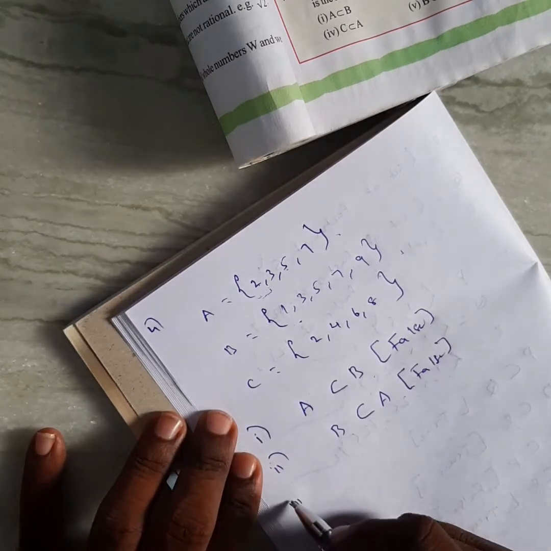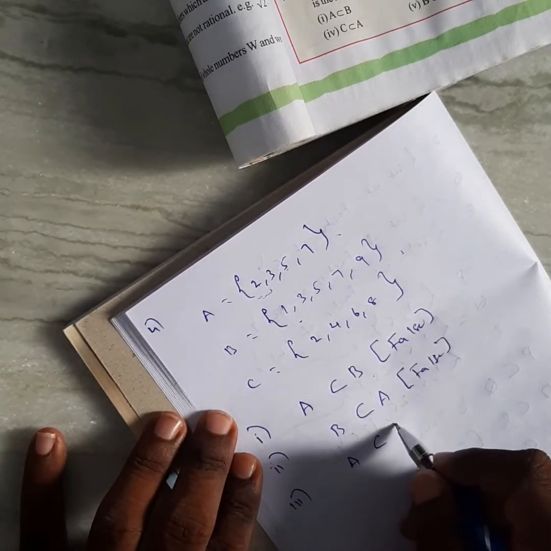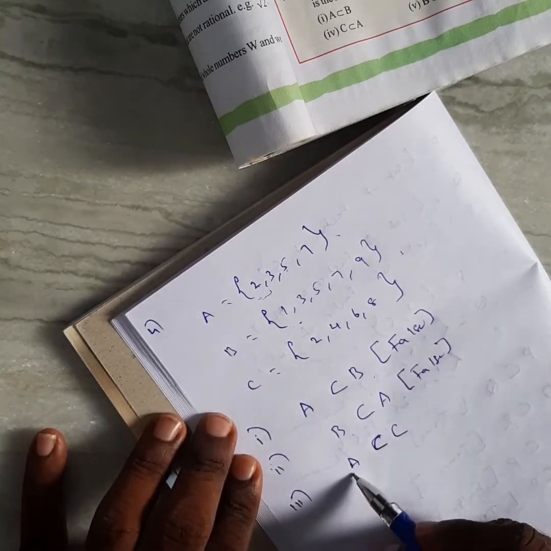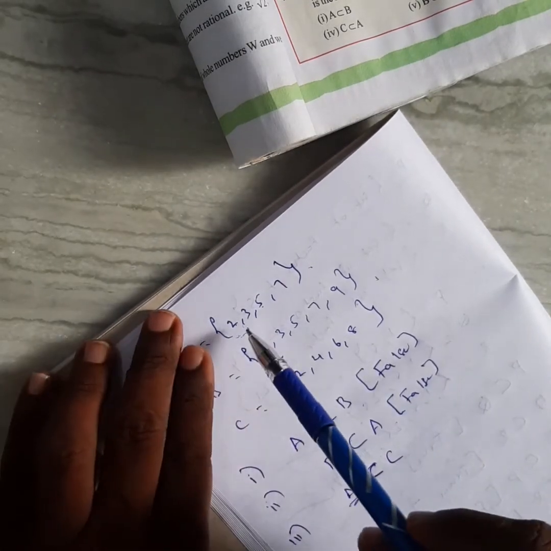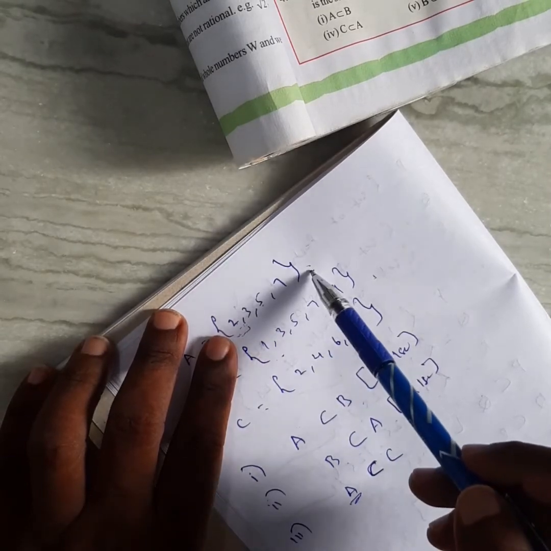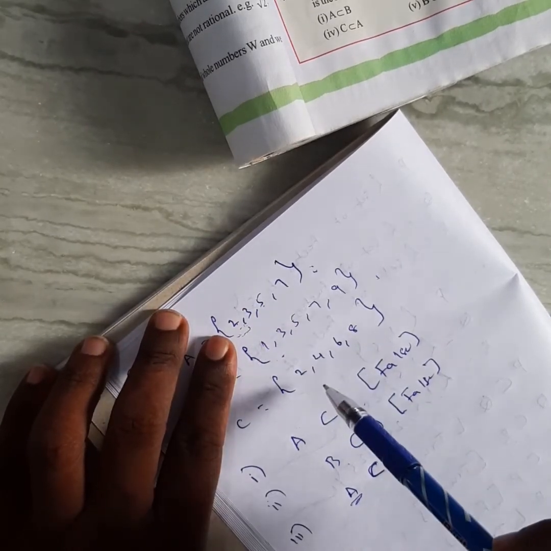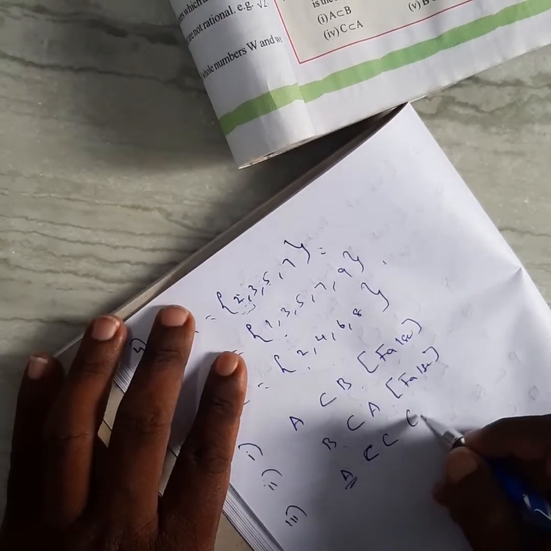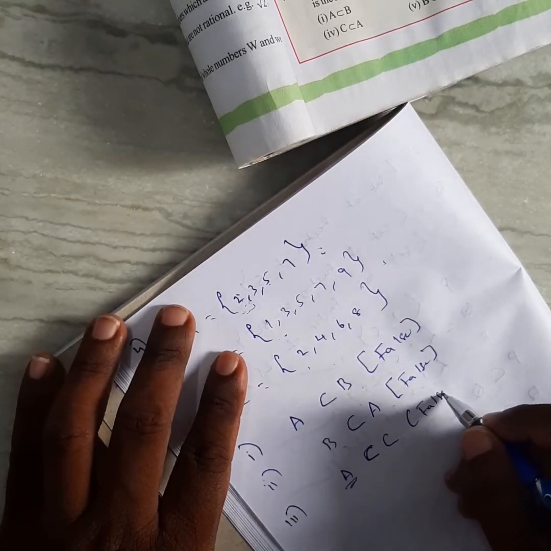Next, the third one is A subset C. What are the elements in A? 2, 3, 5, 7. Every element in A must be in C. 2 is there, 3 is not. So this is also false.